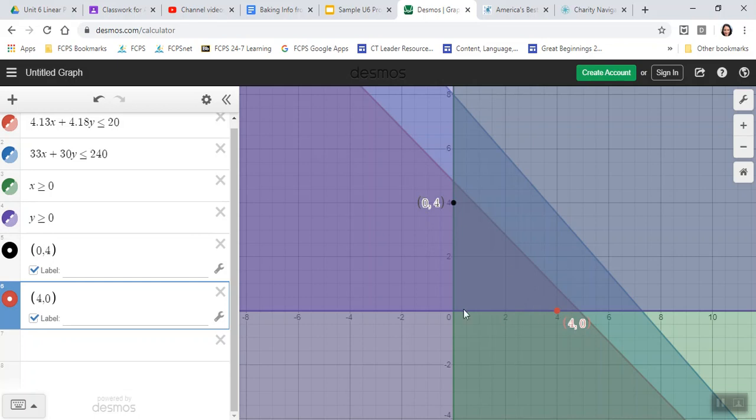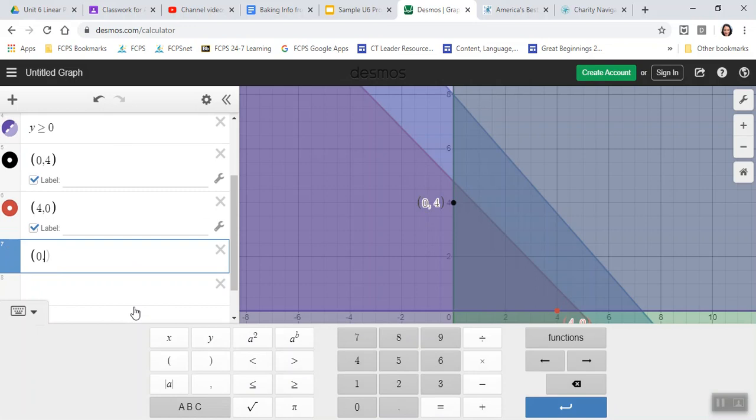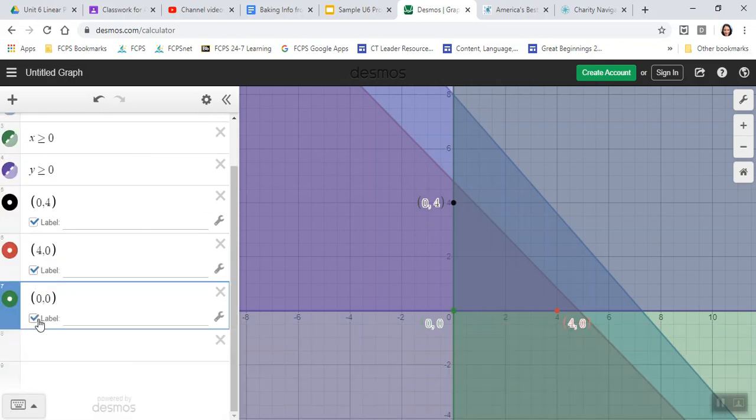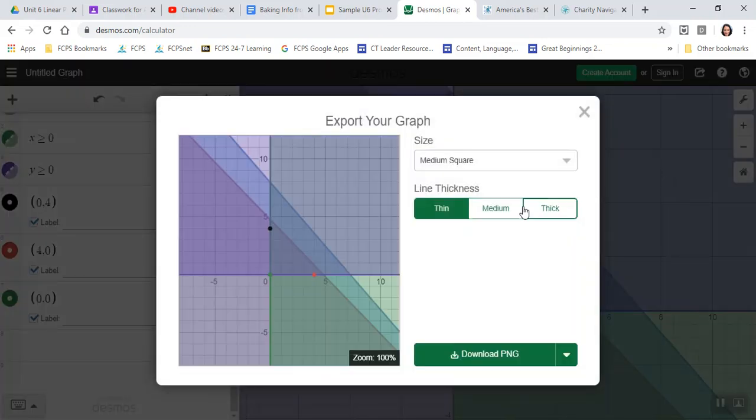Alright, so I have these 2 points, and of course there's 0, 0, but that won't help us much. Okay, so I need this graph, and I need to make sure that I have all of these parts in it. So you could just send it with share graph, or you could snag it. Right now I'm using Snagit to make the video, so I'm going to do share graph, and I'm going to export the image, maybe make my line thickness a little bit bigger.